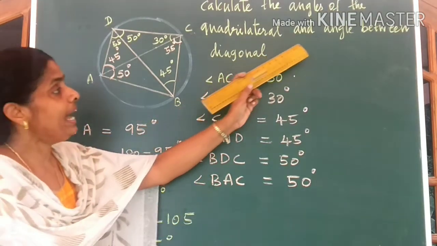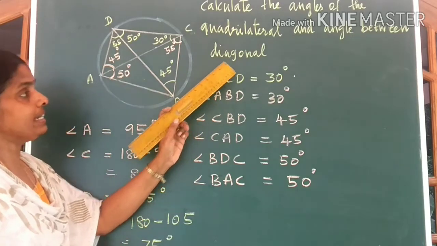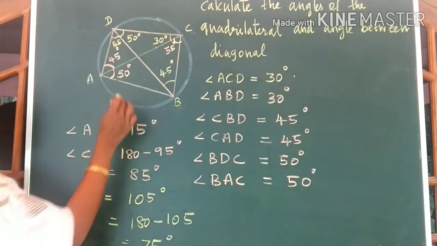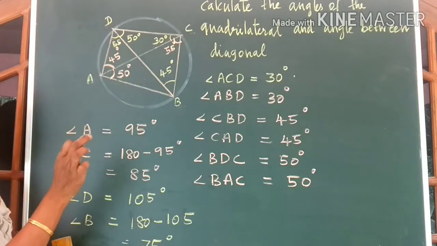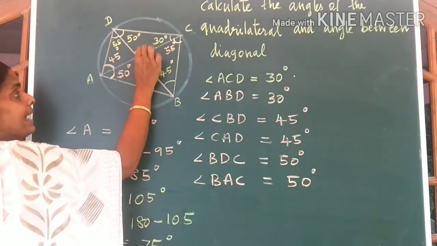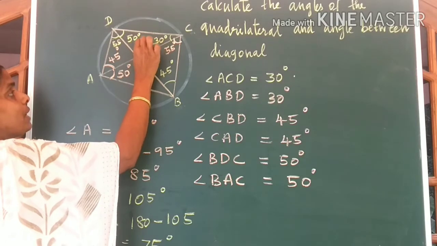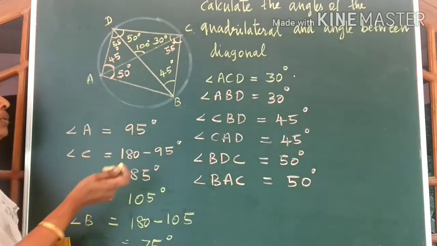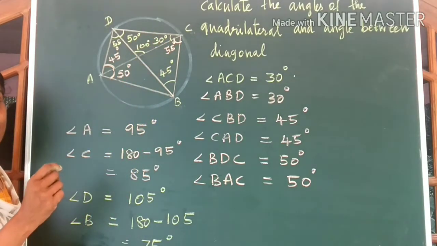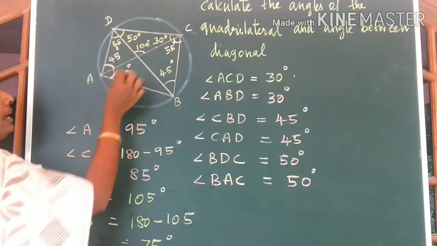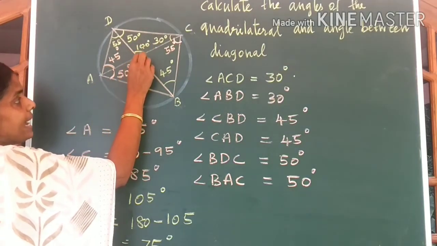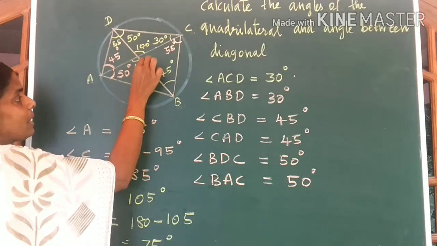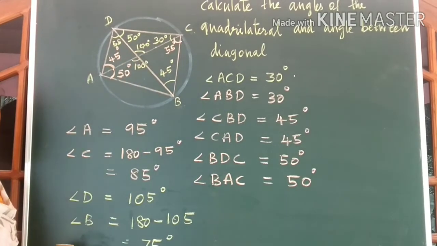Now we need the angle between diagonals. It is very easy to write. 50 plus 30 gives you 80 degree. Therefore, the third angle of the triangle would be equal to 100 degree. You know, sum of all angles in a triangle is 180 degree. Now, since this is 100, vertically opposite angle here is also equal to 100 degree.